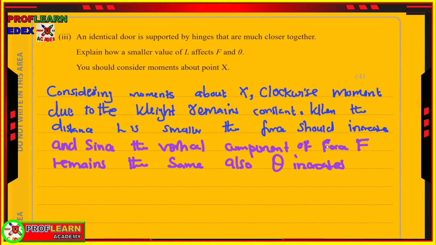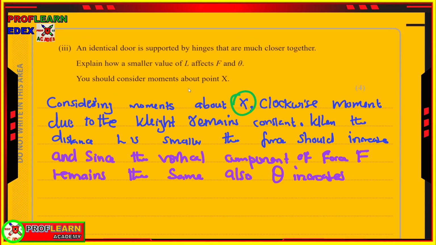Considering the moments about X, in order to respond to this, I said the clockwise moment due to weight remains constant, because the weight of the door remains constant even as L is reduced or made smaller. And since the vertical component of the force remains the same, the force F must increase, and since the vertical component remains the same, theta also should increase.